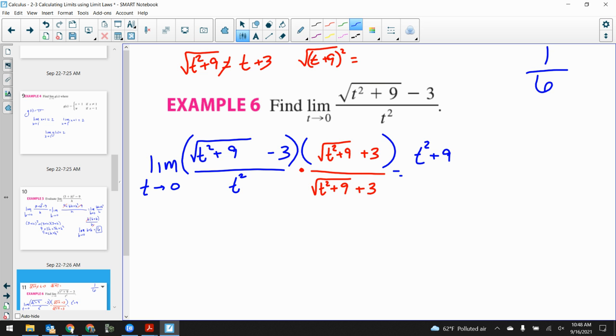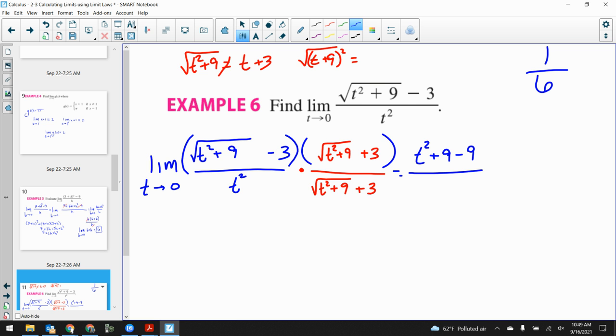The reason why I do the plus 3 is to make the outers and the inners cancel. Look, this would get me a 3 square root t squared plus 9 and a negative 3 square root t squared plus 9. So they will cancel and I won't even have to write it. That's why. And then at the end here, look, negative 3 times positive 3, it just so happens, ooh, that's nice.